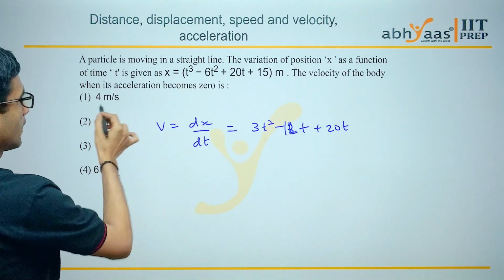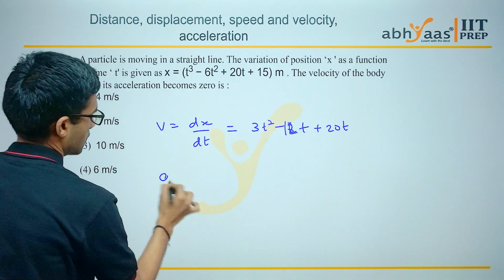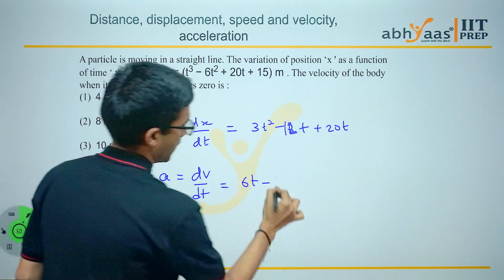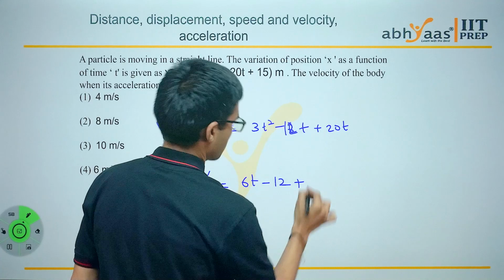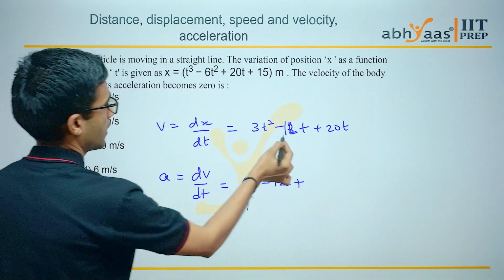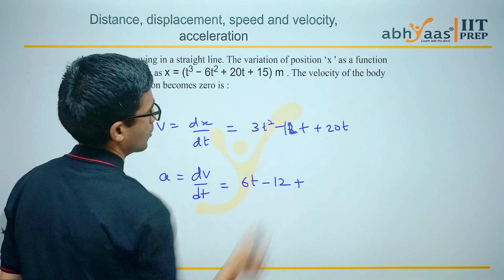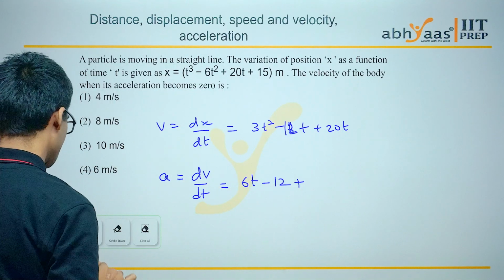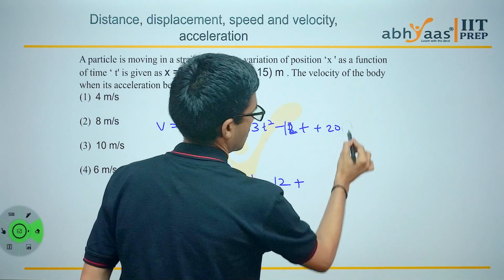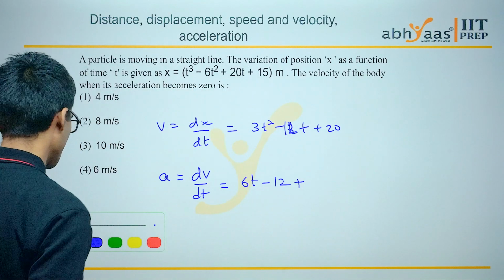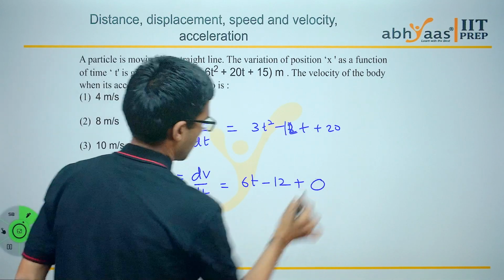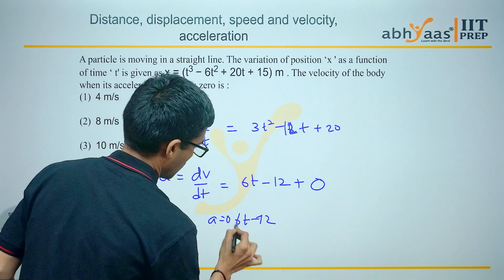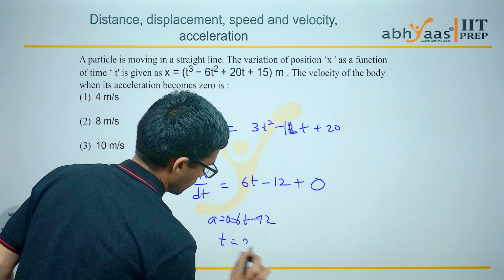So velocity of the body when its acceleration becomes 0. Acceleration is equal to the rate of change of velocity, that is dv by dt, that is 6t minus 12 plus 20. Okay, see, 3t square minus 12t plus 20. 20t for that is 20. So again, if you differentiate, for the constant that is 0, 6t minus 12 equal to 0, because acceleration is equal to 0.